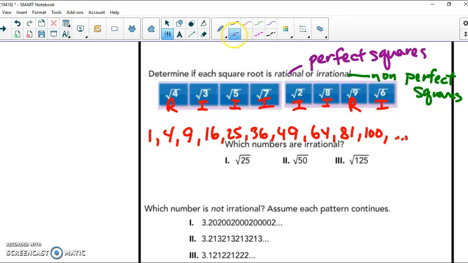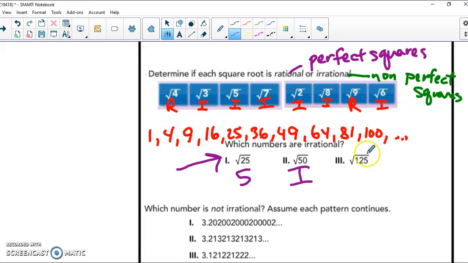All right, let's check out which of these numbers are irrational. The square root of 25, the square root of 50, the square root of 125. If you said the square root of 50 is irrational, you are correct. The square root of 25 is 5, so that's rational.